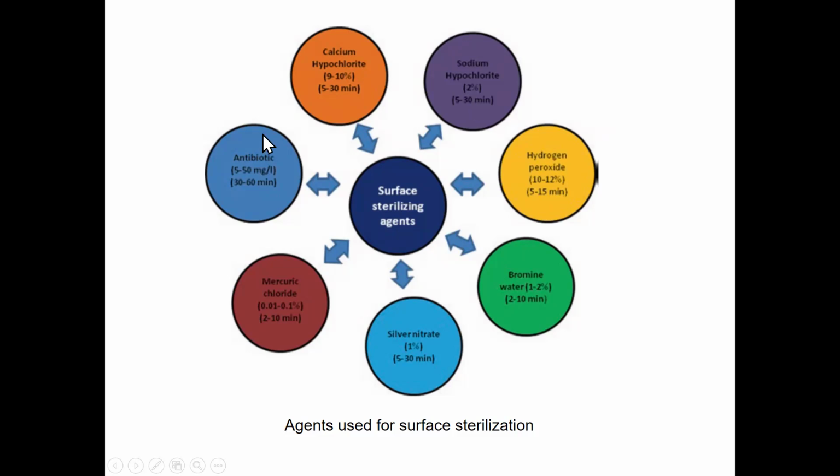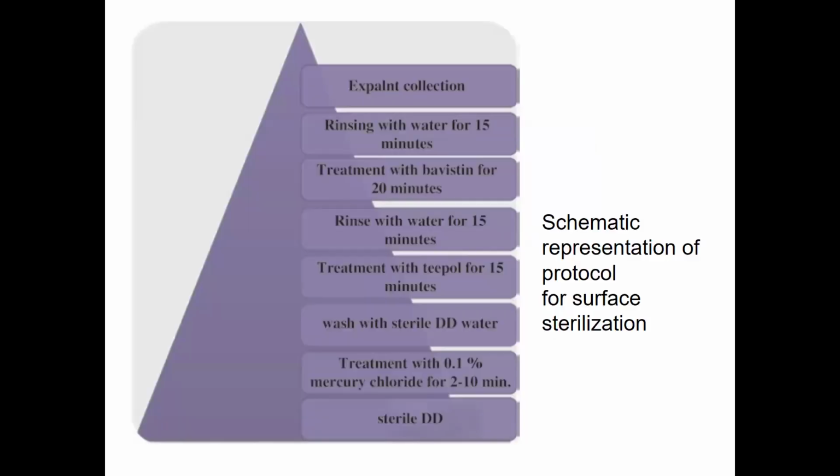And after treatment with any surface sterilizing agent, remove the explant and wash it at least 3 to 5 times in sterilized distilled water so that you can remove these toxic substances from the explant before placing it in the tissue culture medium. So, a schematic representation of the protocol for surface sterilization.